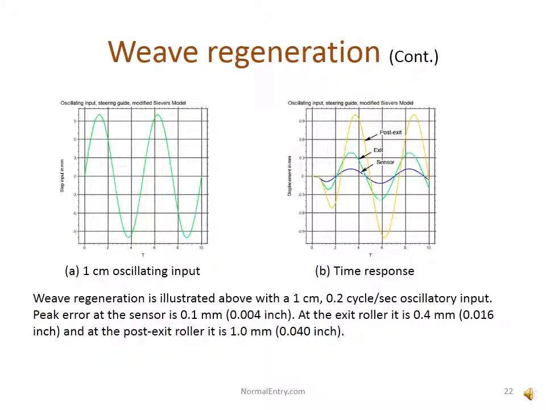On the left is a graph of the oscillation input to the system. It's 1 centimeter amplitude at 0.2 of a cycle per second. And at the sensor, the guiding error is 1/10 of a millimeter. But at the exit roller, it's 0.4 of a millimeter. And at the post-exit roller, it's a full millimeter.